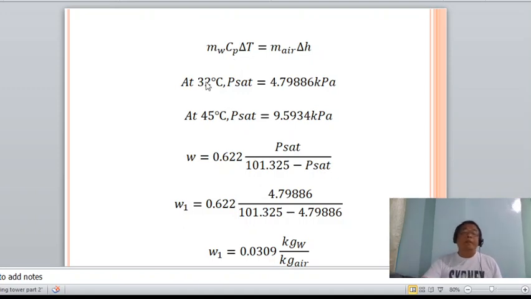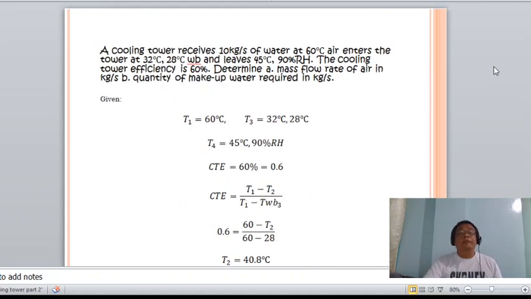So, getting now from the formula for humidity ratio: humidity ratio is 0.622 multiplied by the saturation pressure of air divided by the atmospheric pressure minus the P saturation. Therefore, the humidity ratio at 1, of the air entering the tower, is 0.0309 kilogram of water per kilogram of dry air. Okay?